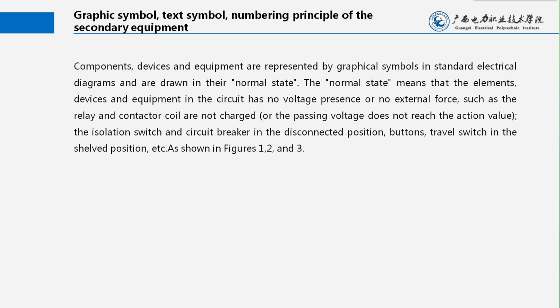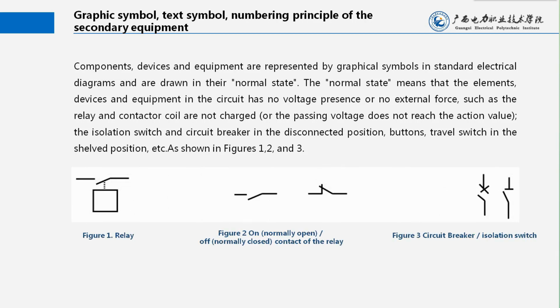Components, devices and equipment are represented by graphical symbols in standard electrical diagrams and are drawn in their normal state. The normal state means that the elements, devices and equipment in the circuit have no voltage present or no external force, such as the relay and contactor coil are not charged, or the passing voltage does not reach the action value. The isolation switch and circuit breaker are in the disconnected position, buttons and travel switch in the shelf position, etc., as shown in figures 1, 2, and 3.